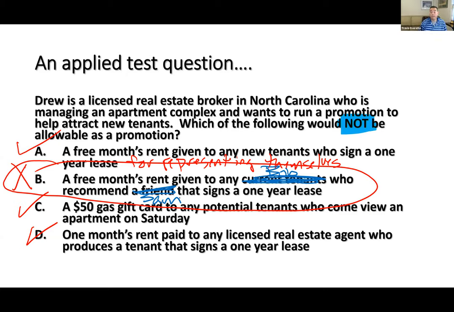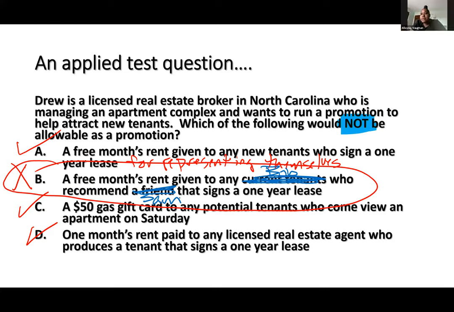So when Bob gets paid, he's not being paid for doing anything for himself. He's being paid for bringing somebody else to the party. Why did we give Bob free rent? Not for anything Bob did for himself. We gave Bob free rent because he brought who? Someone else. Sam, somebody else. That's what requires licensure, and that's what makes B unacceptable.